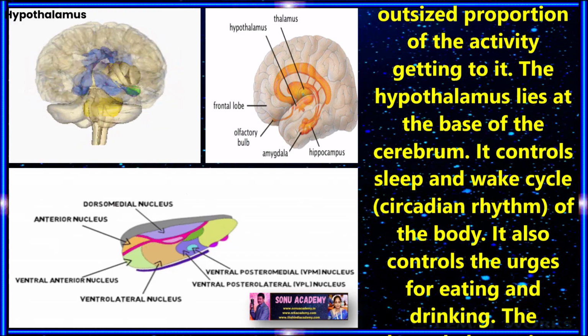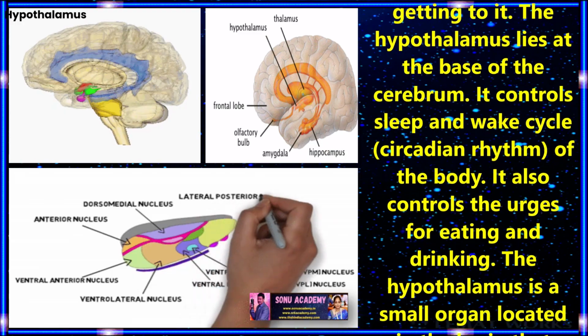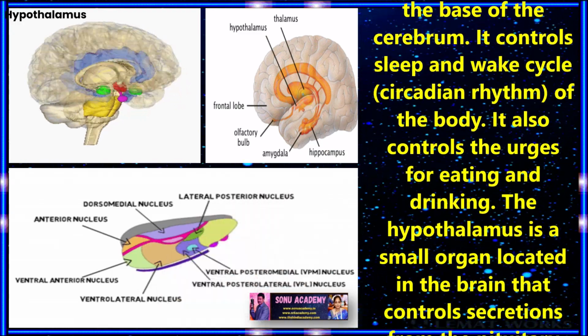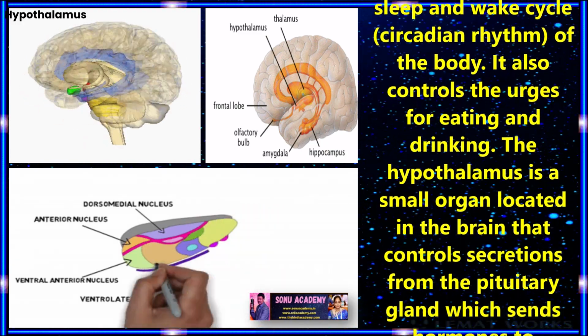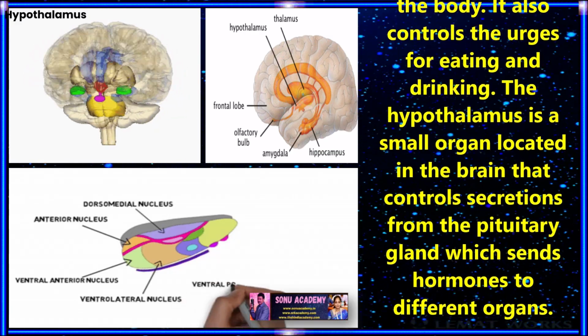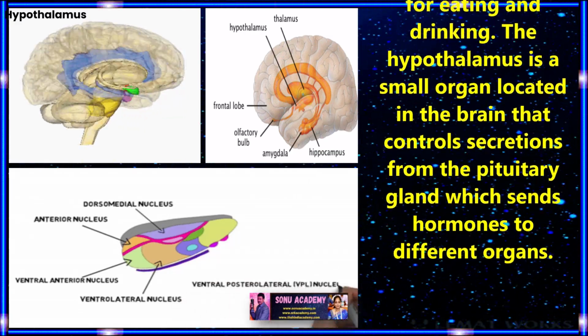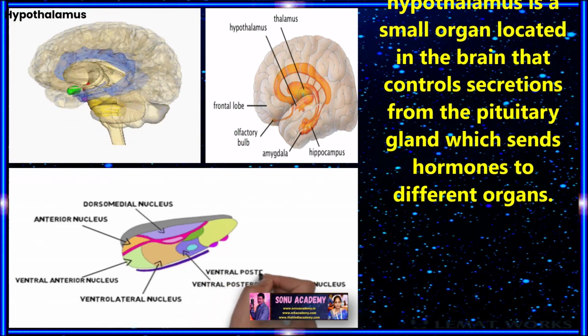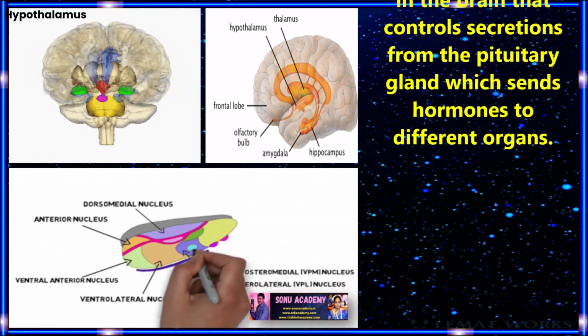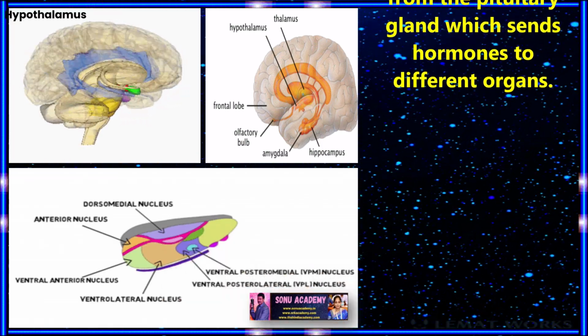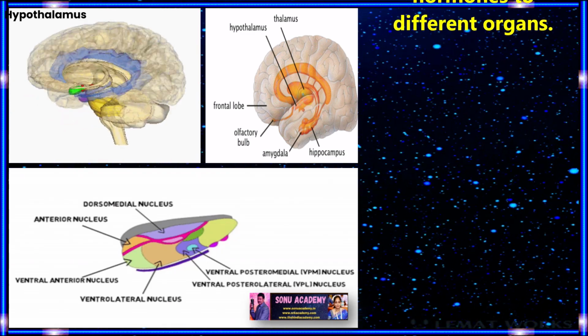The hypothalamus lies at the base of the cerebrum. It controls the sleep and wake cycle of your body. It also controls the urges of eating, drinking, etc. The hypothalamus is a small organ located in the brain that controls secretions from the pituitary gland, which sends hormones to different organs.